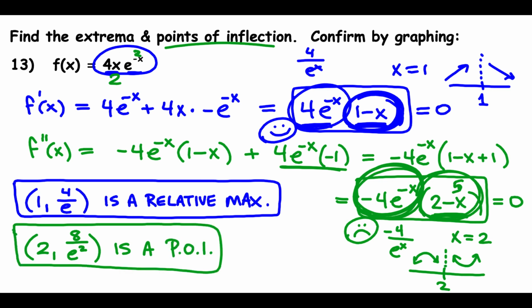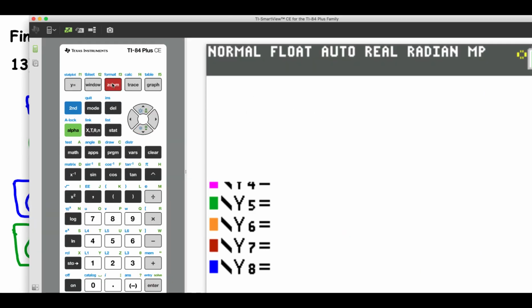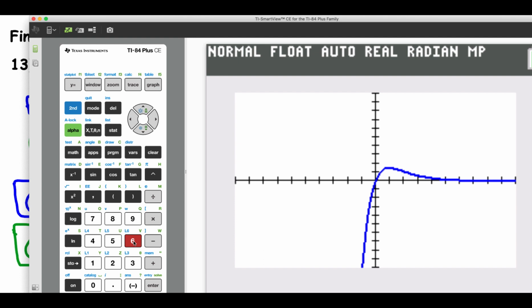I'd like you to confirm this by graphing. So we'll type in 4x e to the negative x. All right, let's hit zoom standard, see what it looks like. Yeah, okay. 1 comma 4 over e is going to be the max. Let's just do that. Value 1.